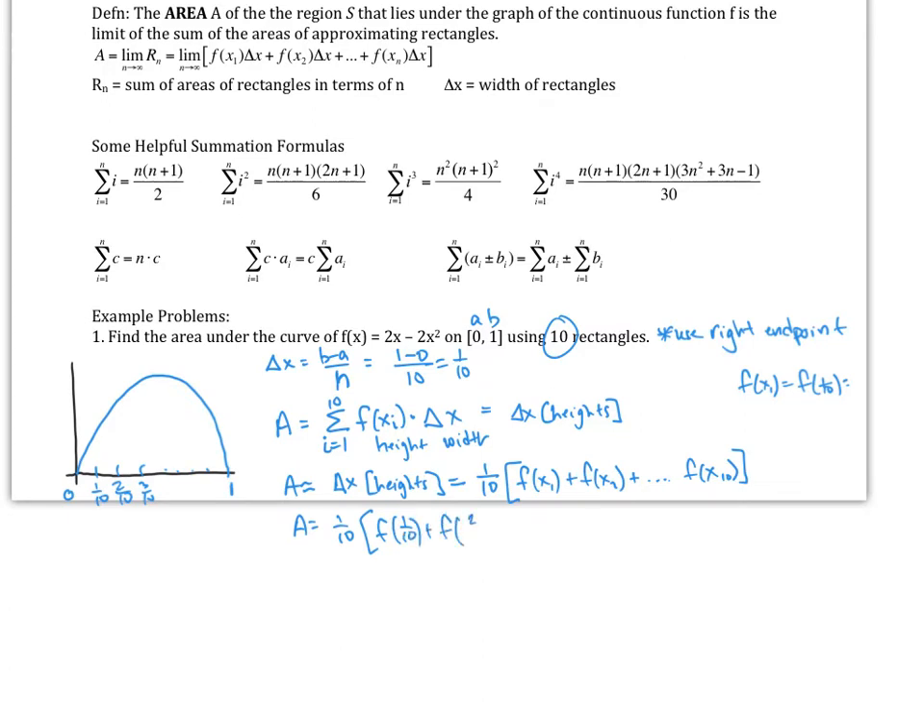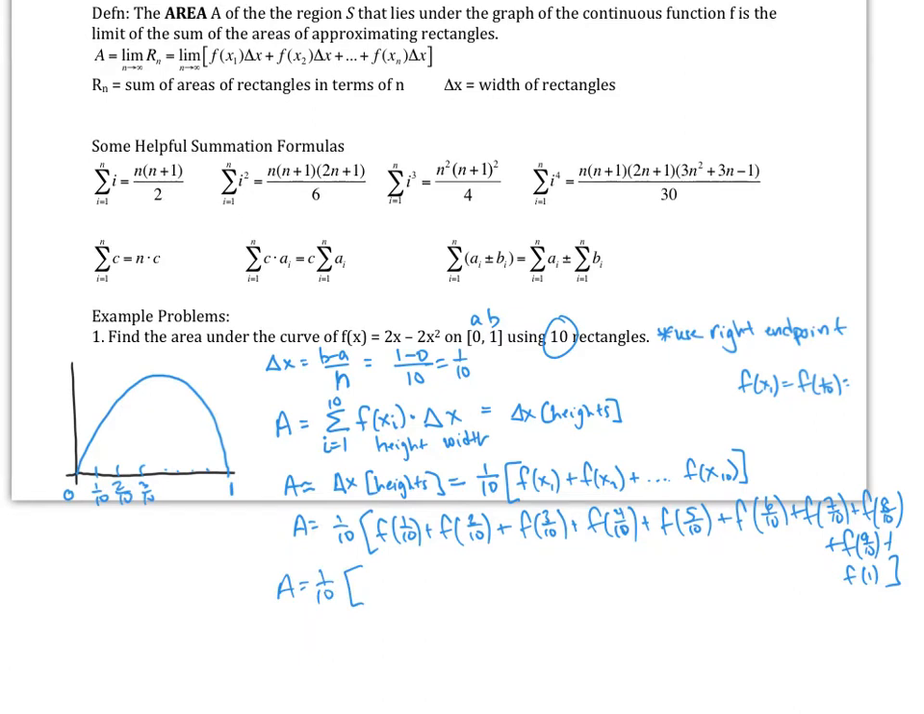plus f of 2/10 plus f of 3/10, f of 4/10, f of 5/10, f of 6/10, f of 7/10, f of 8/10, f of 9/10, and f of 1, which is 10/10. Okay, substituting all these values in, I will get 1/10. And now I'm plugging it into my equation right here. 2 times 1/10 minus 2 times 1/10 squared.